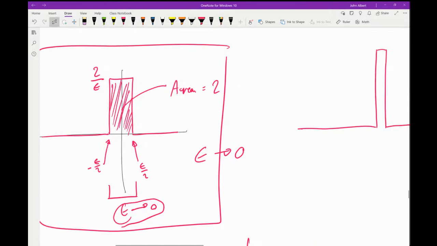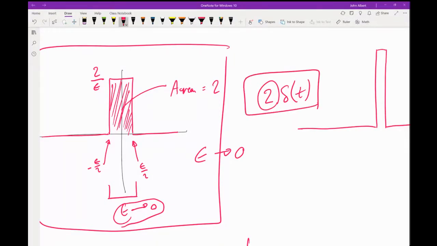Now, how do I write this simply? This becomes equal to 2 delta of t. So the 2 there represents the magnitude, or the area under this function. The number that multiplies the unit impulse function basically represents how much area is under this function. The unit impulse function always has an area equal to 1 under it. If you multiply it by 2, think of it as making the height not equal to infinity, but equal to 2 infinity.